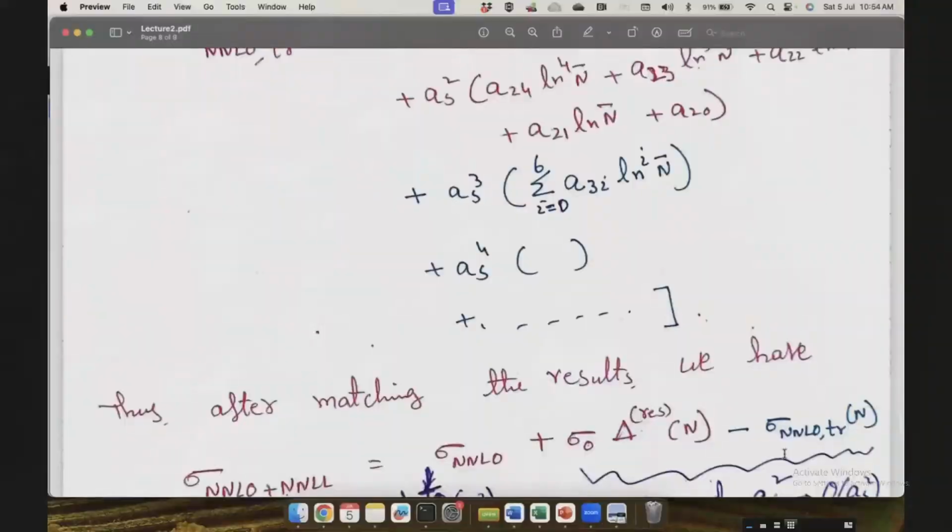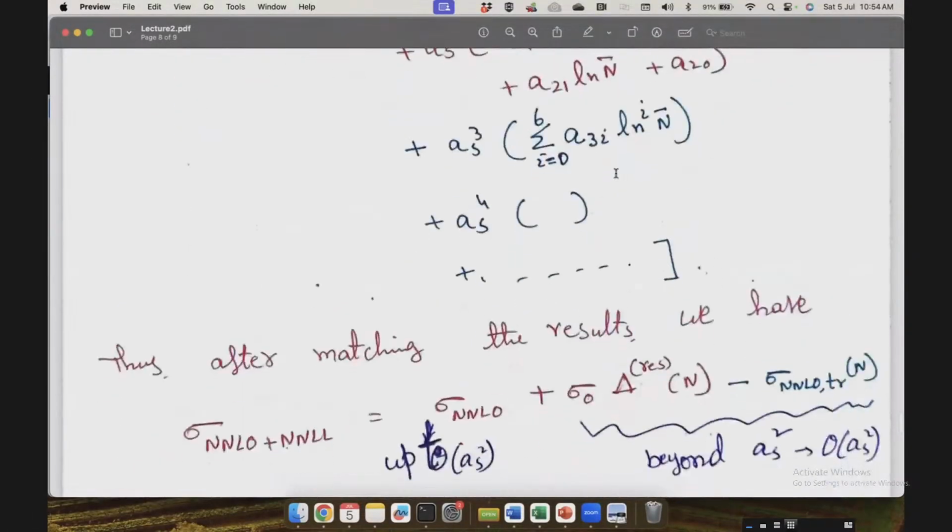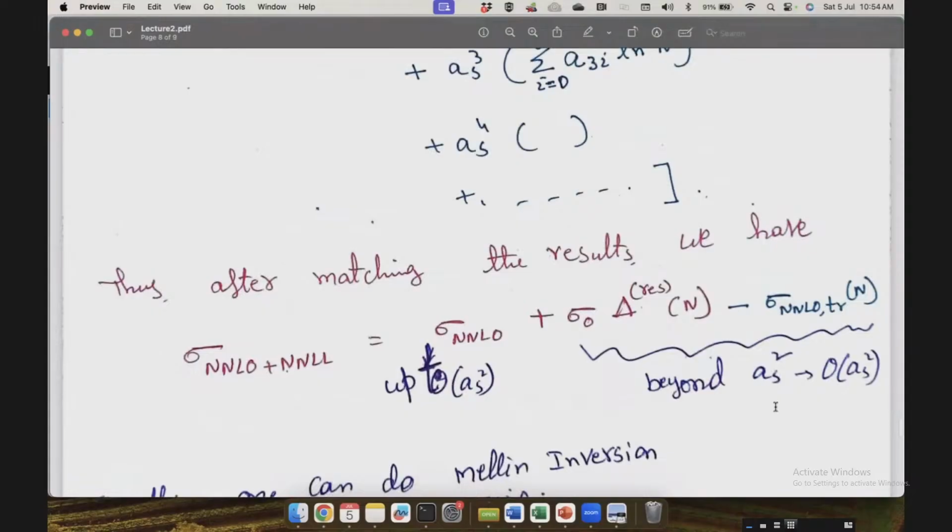Very good. So then I just truncate these results, up to alpha s square level. Whatever result I have, this particular combination is what is called the matching procedure. In this matching procedure, what you have is the terms only beyond alpha s square. From the resummation formula I have removed the alpha s square contribution, so this formula acts starting from alpha s cube level.